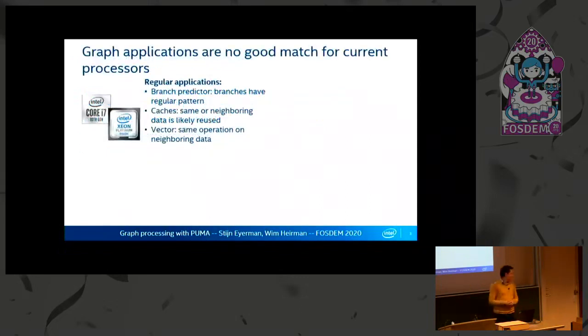Okay. As you all know, Intel is the market leader of high-performance processors. And in these processors, we've implemented a lot of things for regular applications that work very well, such as branch prediction. Branches in regular applications are very predictable, so we use that to predict branches ahead, such that we can flow the instructions more in a continuous way. We have caches that assume that if you access some data, you will access it again in the near future, or its neighboring data. We have vector operations that perform the same operation on neighboring data. And all that works well for regular applications.